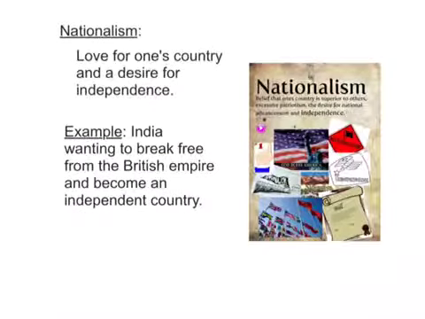Our next key term is nationalism. This is love for one's country and a desire for independence. So it's similar to patriotism, but there's also the desire for independence. An example of this is India wanting to break free from the British Empire and become an independent country. Make sure that you're either using this example, using key terms, or drawing a picture of nationalism in the far right-hand side of your vocabulary chart.